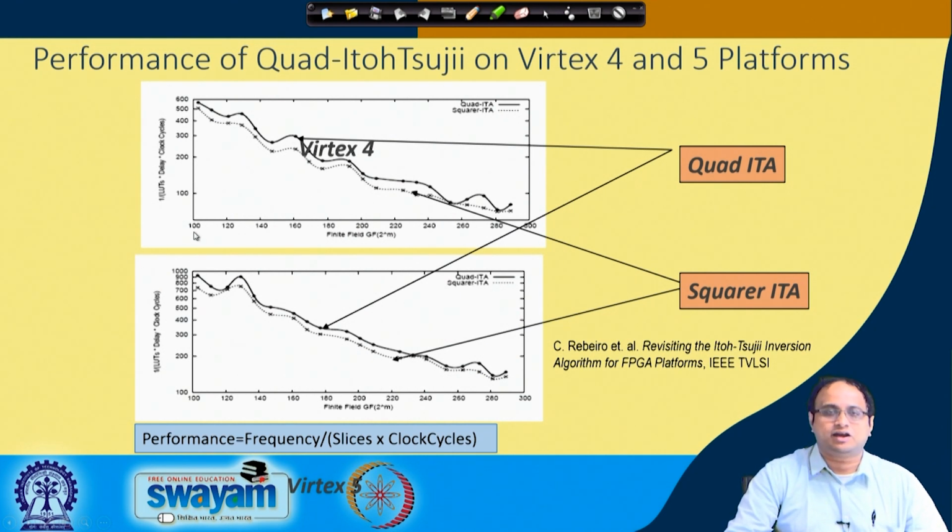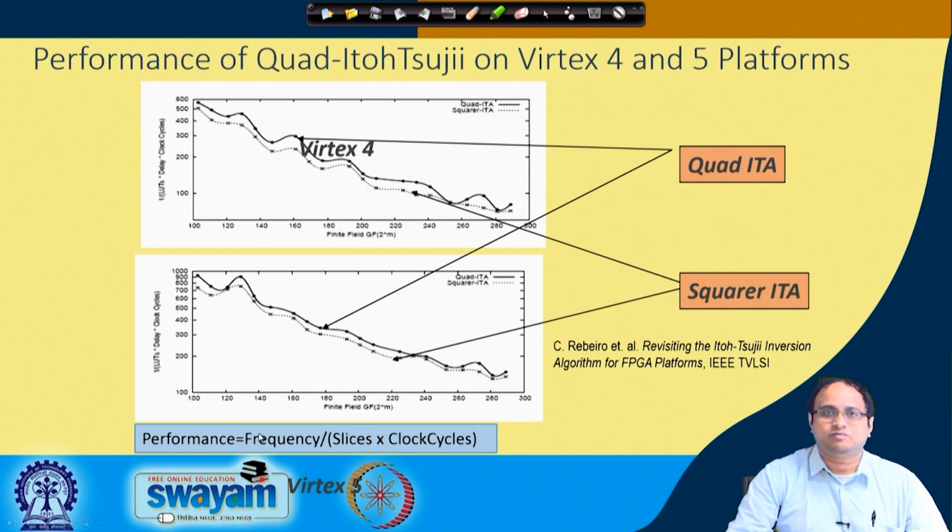This is a plot where on the x axis you have got different field parameters. You will see that there is always a significant advantage of using the Quad-Itoh Tsujii algorithm over the square or Itoh-Tsujii algorithm for LUT based FPGAs. How did we get the performance?